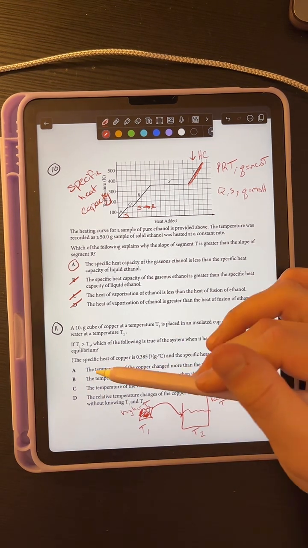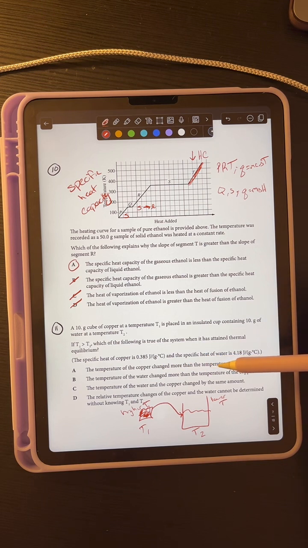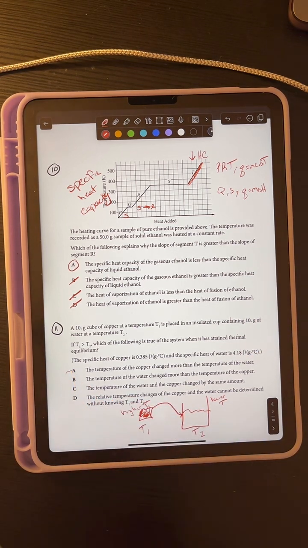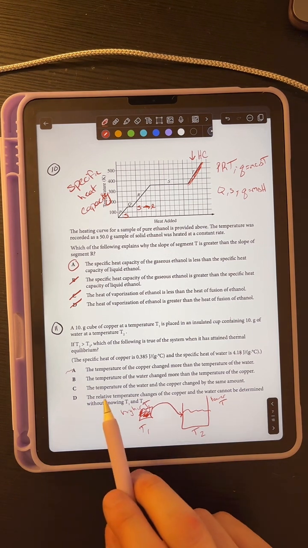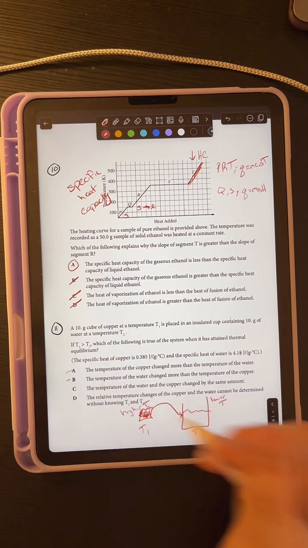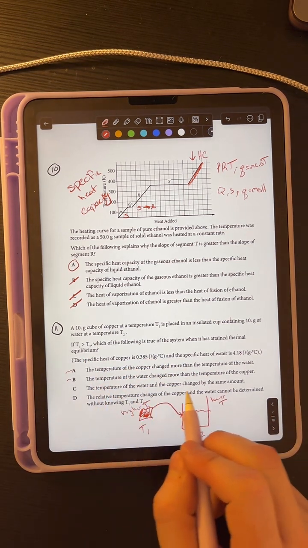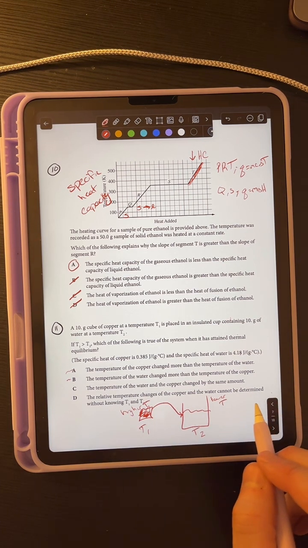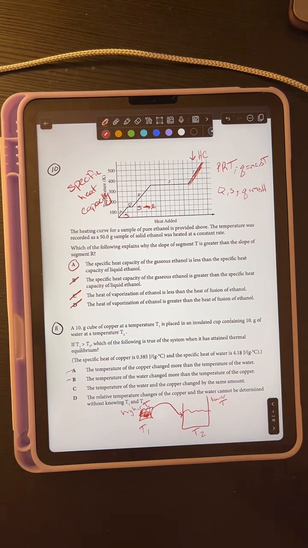So let's take a look. The temperature of copper changed more than the temperature of water. Well, we're not given any type of temperature, so we can't necessarily know anything about that. I'll put a little squiggle next to that. The temperature of water changed more than the temperature of copper. Squiggle, that could be true. The temperature of water and copper changed by the same amount, or we cannot determine it. So all of these actually have to do with the amount of temperature that is being exchanged.